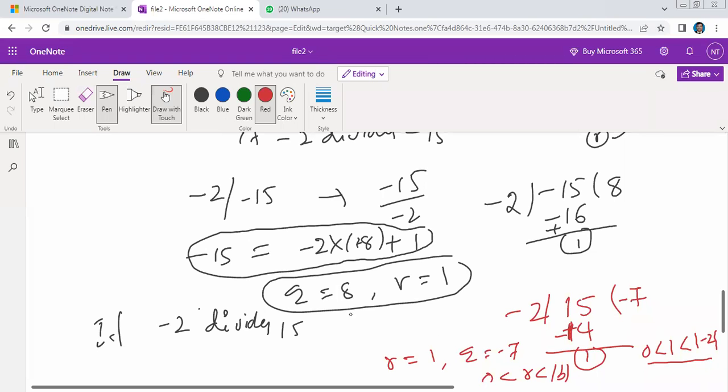That is the property of the extended division algorithm theorem. Either R is equal to 0 or this condition is satisfied. Here R value is 1, and 0 less than 1 less than mod of B, mod of minus 2. Then only this condition is satisfied.